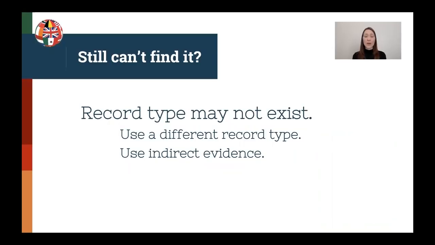We could also admit that that type of record may not exist. If I'm looking for a birth record and it just was never created at that time period, then I'm going to have to use a different record type. Or I could use indirect evidence, using documents from siblings or parents and putting that information together to figure out an estimated year of birth or something.